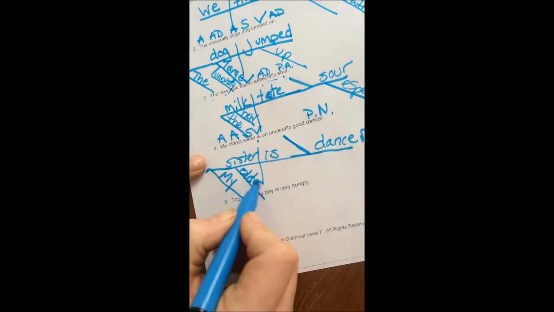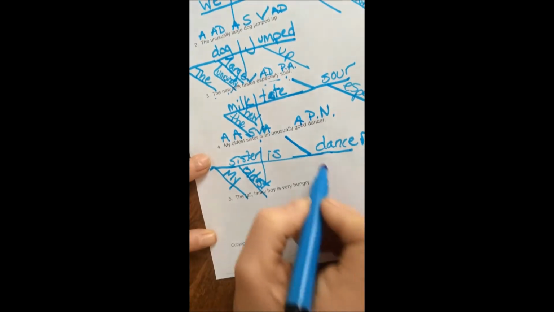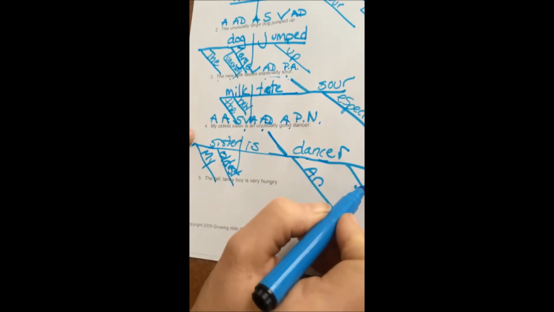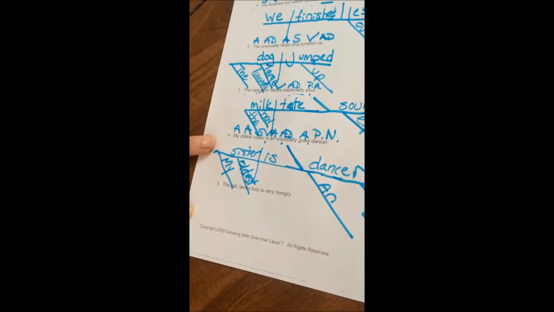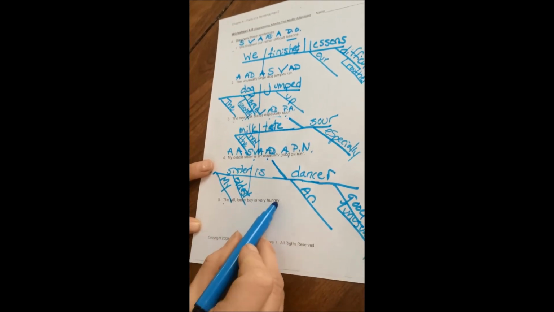Okay, which words modify sister? My and oldest. Okay. Which words modify dancer? An and good. Now, unusually is an adverb of degree modifying good. Okay. Very good. One more. The tall, lanky boy is very hungry.